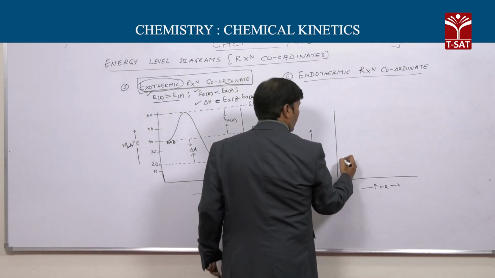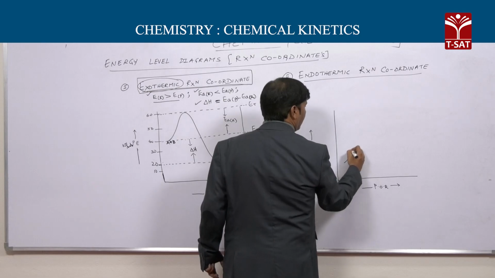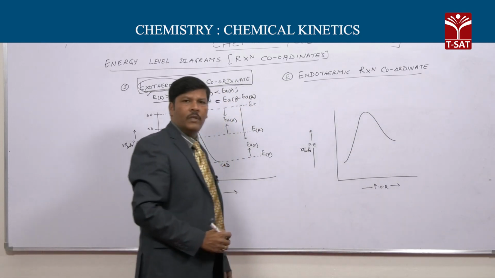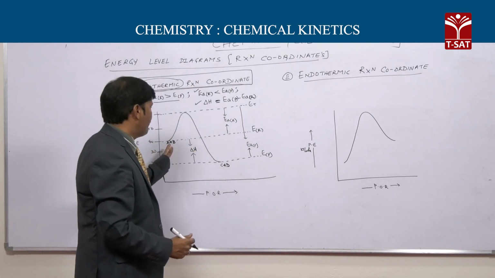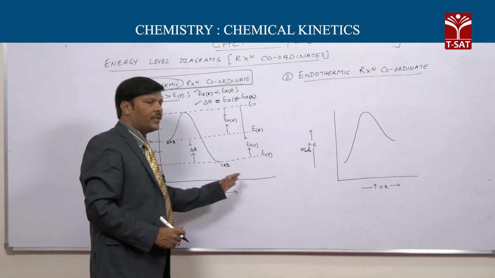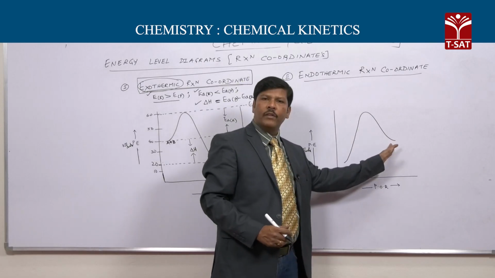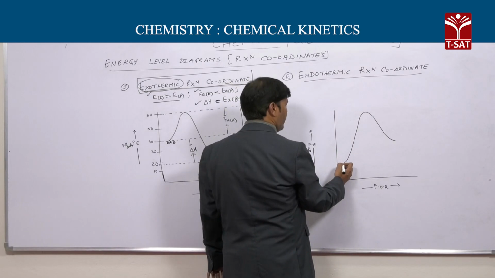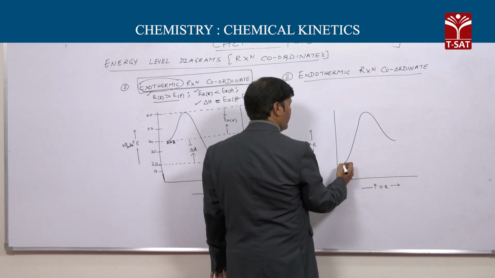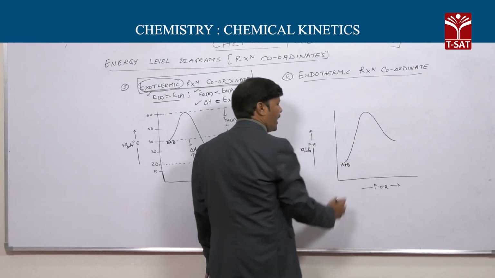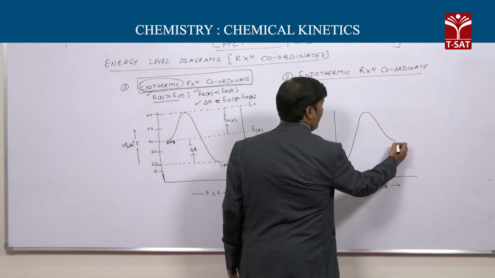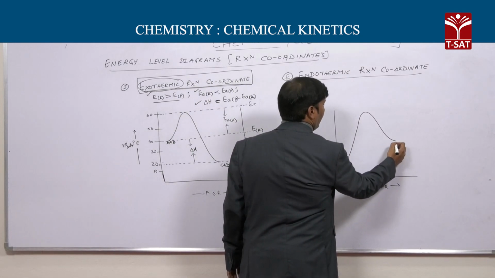So this is how the graph looks. The graph goes like this. This is the graph, slightly opposite to the previous graph. Higher elevation to lower elevation was the previous one; this is lower elevation to higher elevation. So here again, same format, A plus B are the reactants and C plus D are the products.